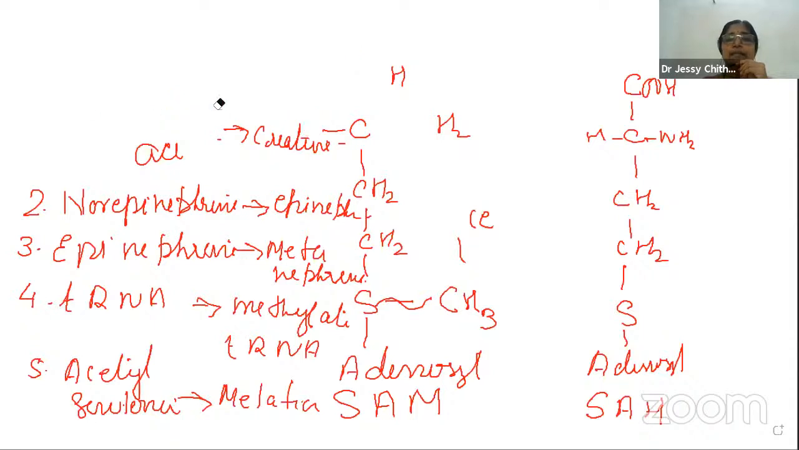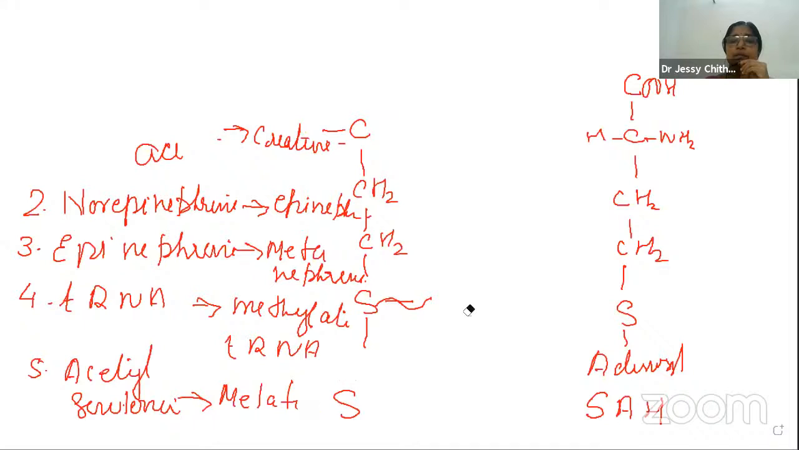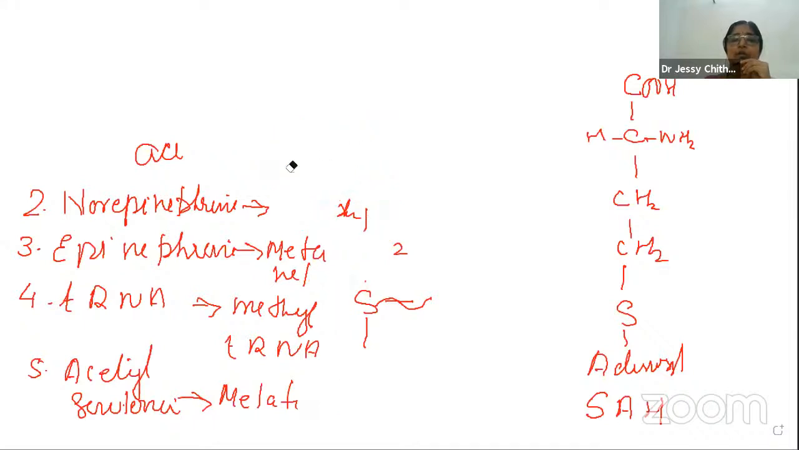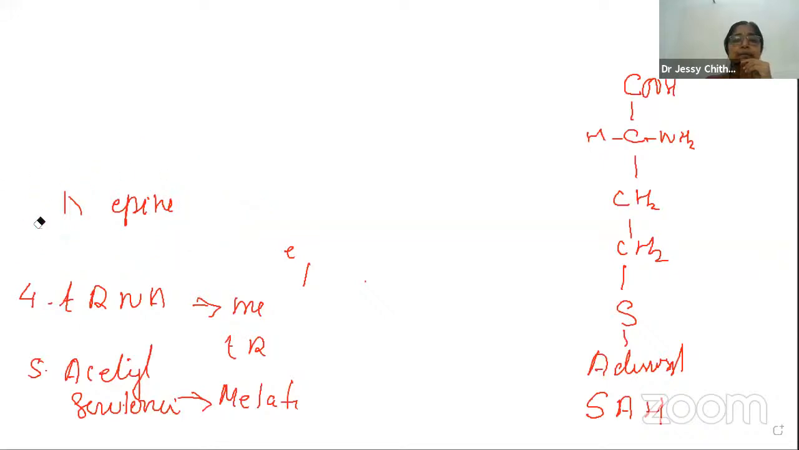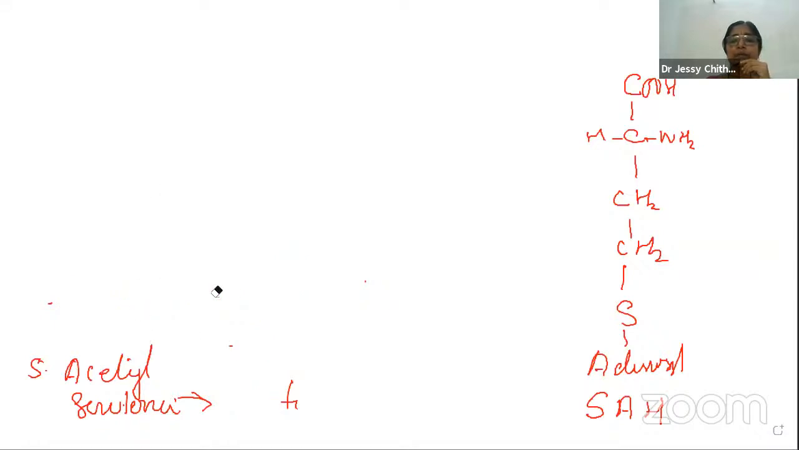Now, this S-adenosyl homocysteine. What happens to S-adenosyl homocysteine? In the presence of adenosyl homocysteinase enzyme, the adenosyl group is removed from S-adenosyl homocysteine. Understand?